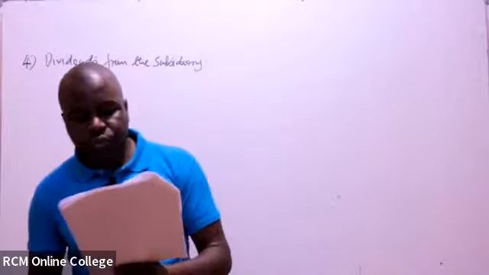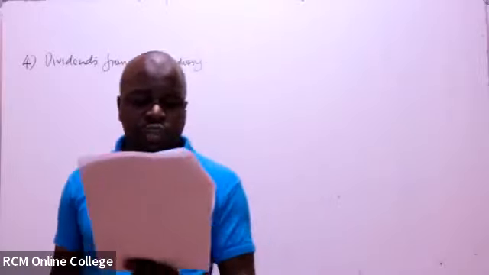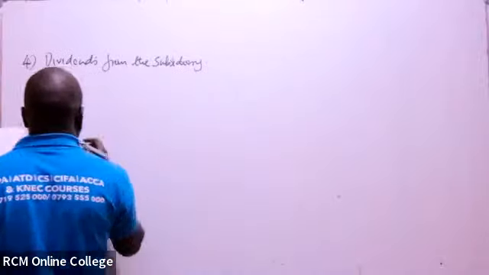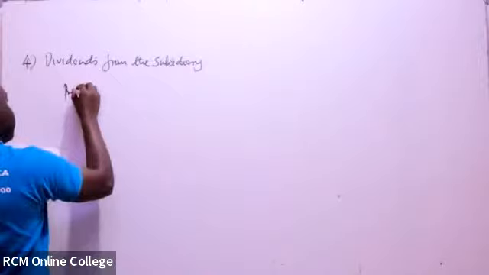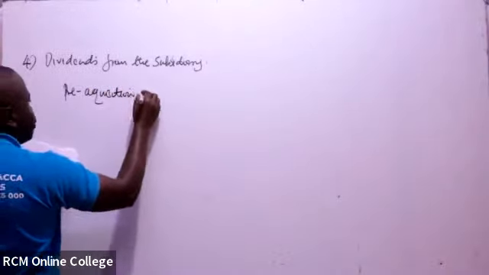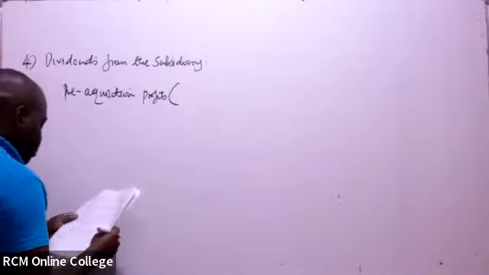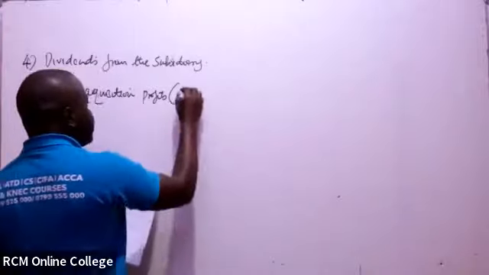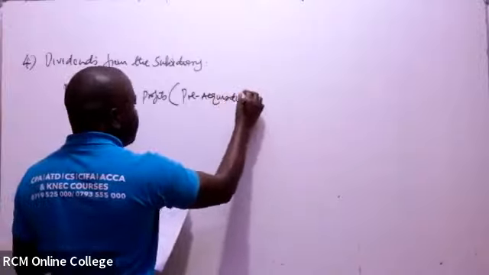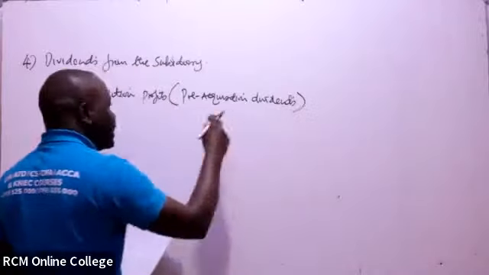Dividends may be paid out of pre-acquisition profits. Profits realized before the subsidiary was acquired may be paid out of pre-acquisition profits. You put in bracket, pre-acquisition dividends. We call it pre-acquisition dividends, the dividends that were actually paid by the subsidiary before it was acquired.